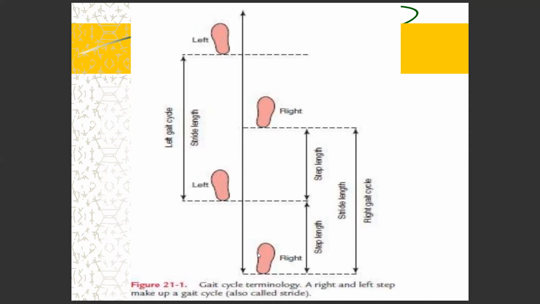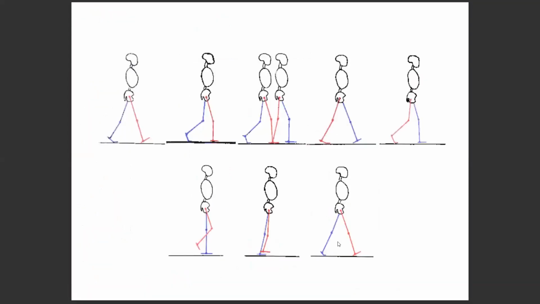Now the distance covered from the heel strike of the right till the heel strike of the left is known as the step length. And from the heel strike of the right foot till the next heel strike of the same right foot will be called the stride length, or the distance covered by a single gait cycle. So these are the different phases of the gait, and that was all about the biomechanics of the ankle and foot complex.